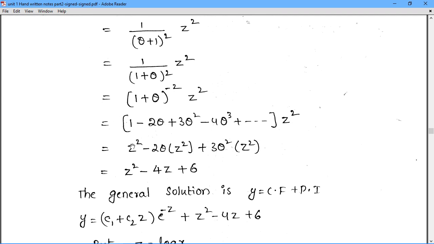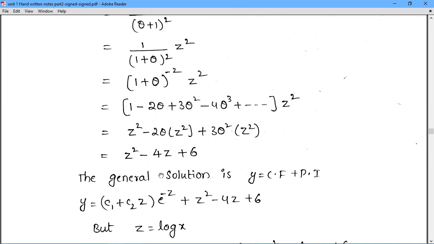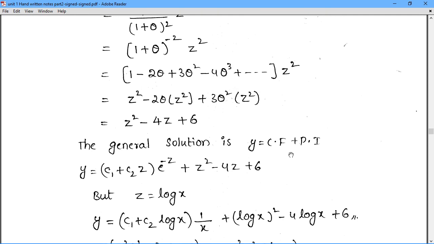So z square into 1 is z square. 2 theta of z square is 2 into 2z, that is minus 4z. Theta square of z square is 2, and 2 into 3 is 6. So this will be the required particular integral. Hence the general solution is y equal to CF plus PI.